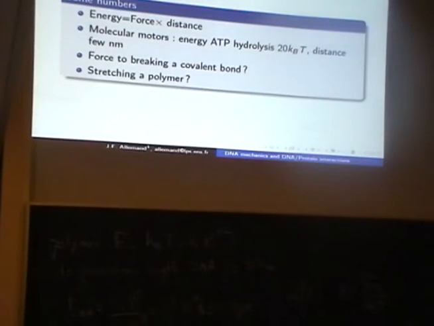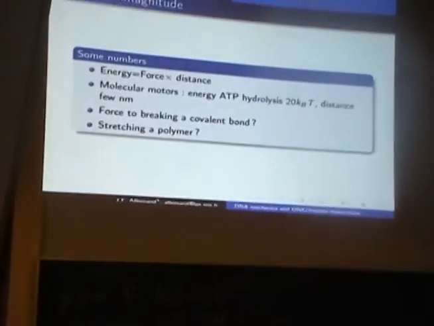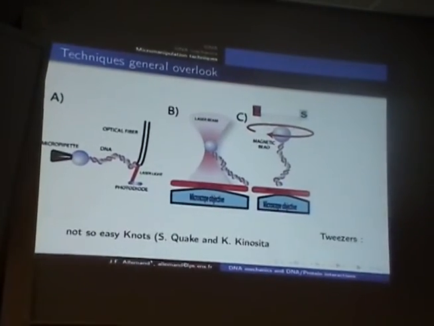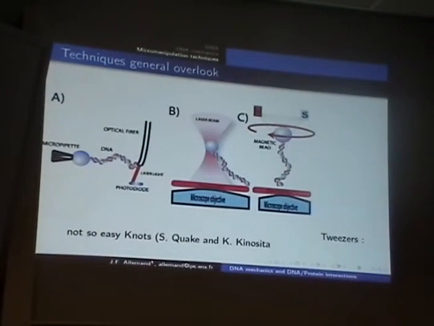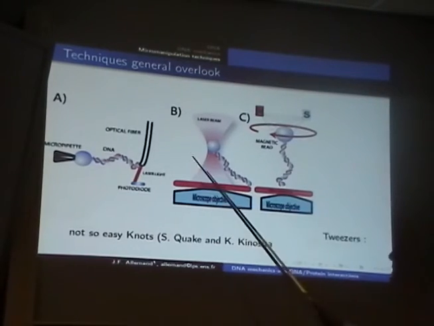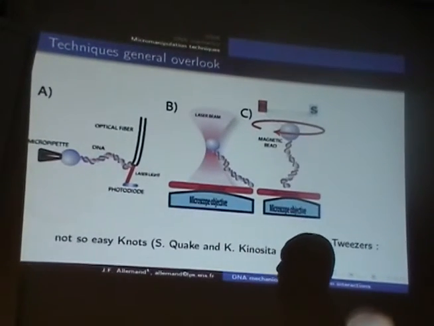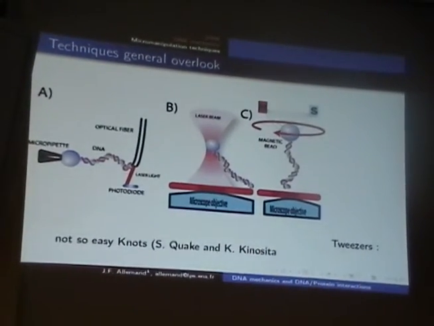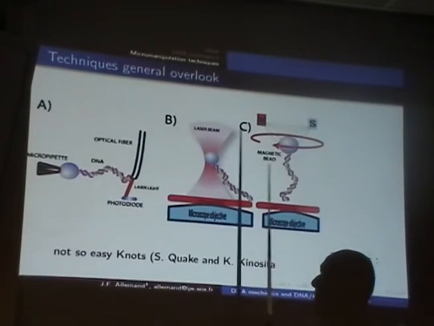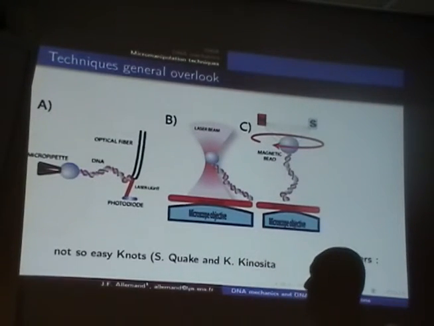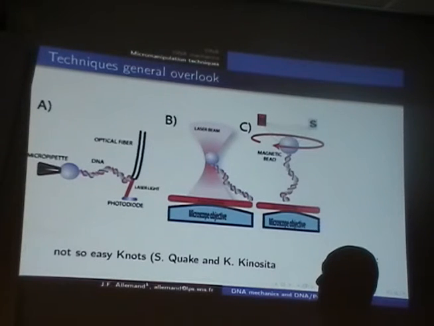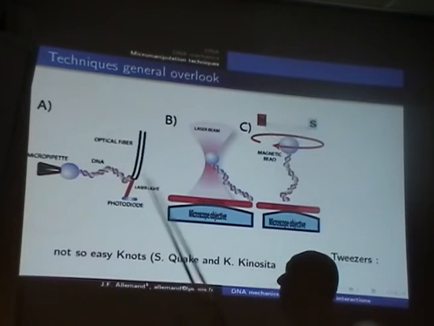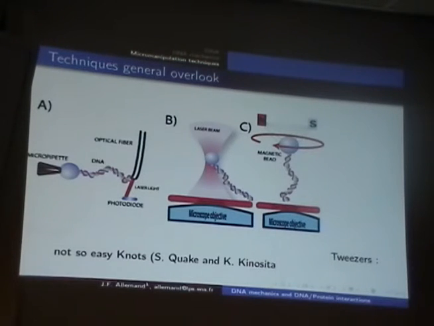So we need tools to apply such forces. Some of them were already mentioned. The simplest one is to deform a very flexible fiber. People used optical fibers that they chemically attacked in order to get a very, very thin piece of fiber that was easily deformable. Very close to that you have the use of the AFM, atomic force microscope.